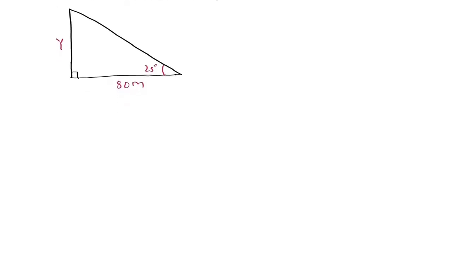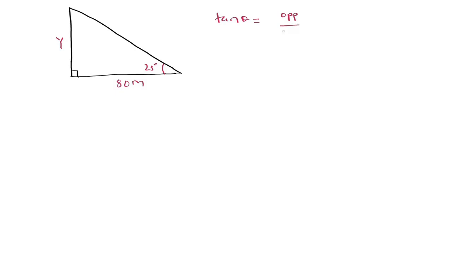Then using the tangent formula, which says tan theta equals opposite side, in our case the height of the building, over the adjacent side, in our case the ground distance. So from the information given, the ground distance is 80 meters and theta is 25 degrees. Now let us substitute these values into our formula. Then we are going to have tan 25 degrees equals y over 80.